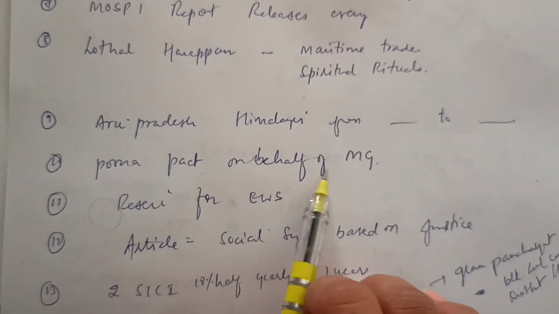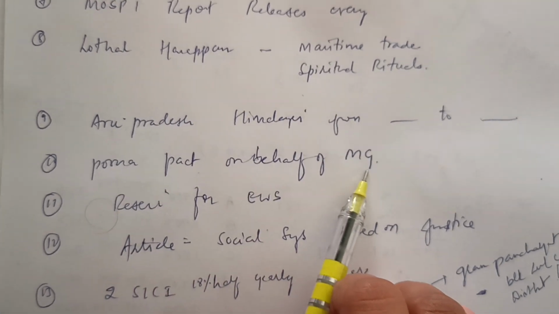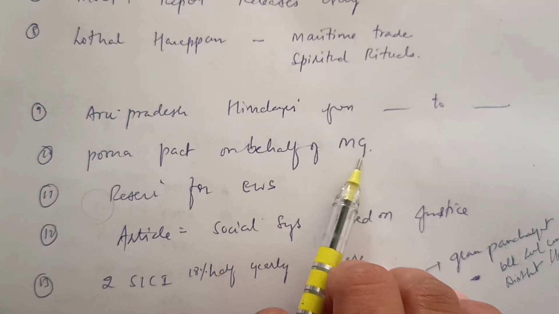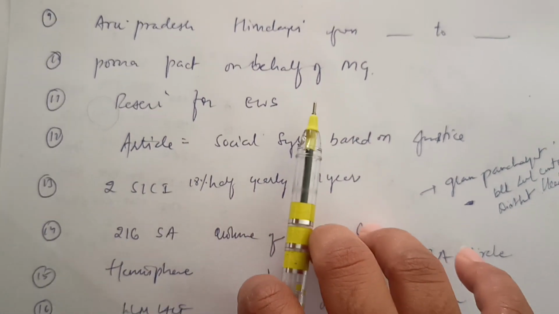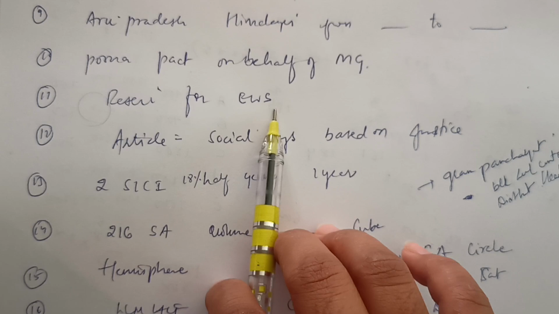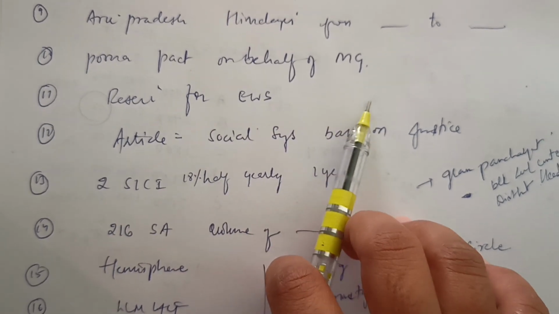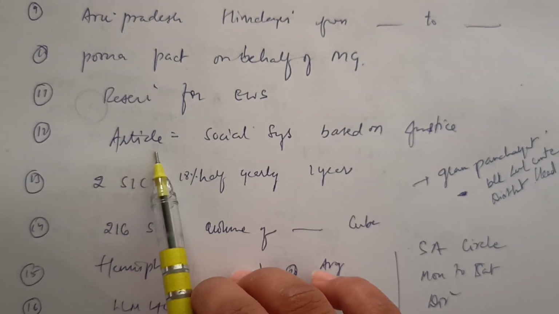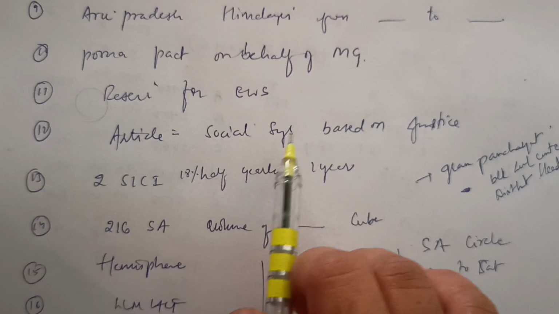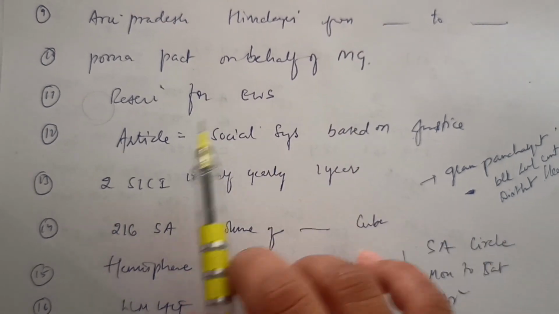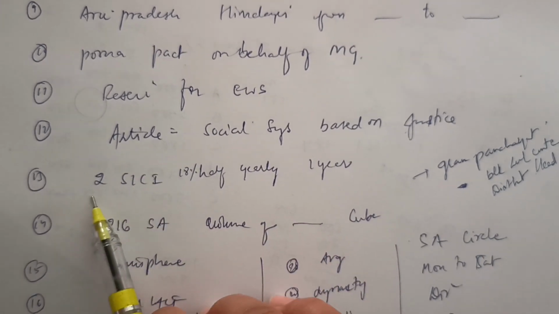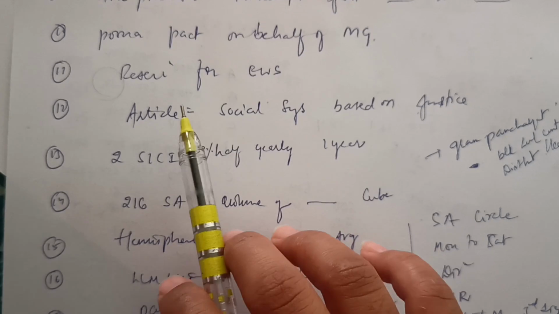Then the Poona Pact on behalf of Mahatma Gandhi. There was a question related to this. I don't know what the answer was. And then the reservation for the economically weaker section. They had given the options like 10%, 13%, 25. Like this. And they had given some of the articles, and that is a social system based on justice, so we have to mark the related article. These are the only questions I remember now from this section.